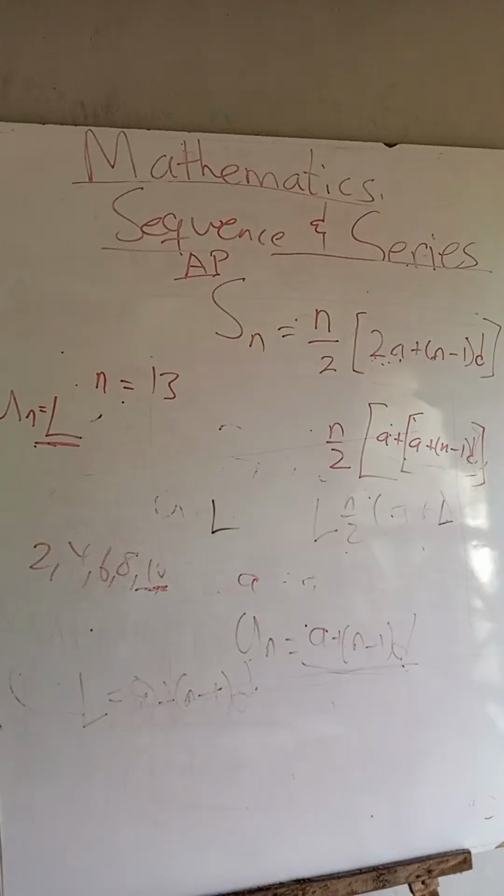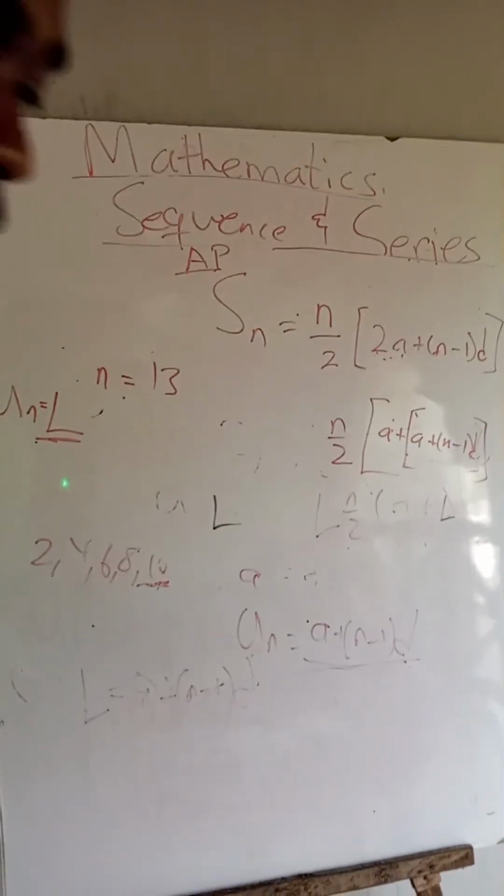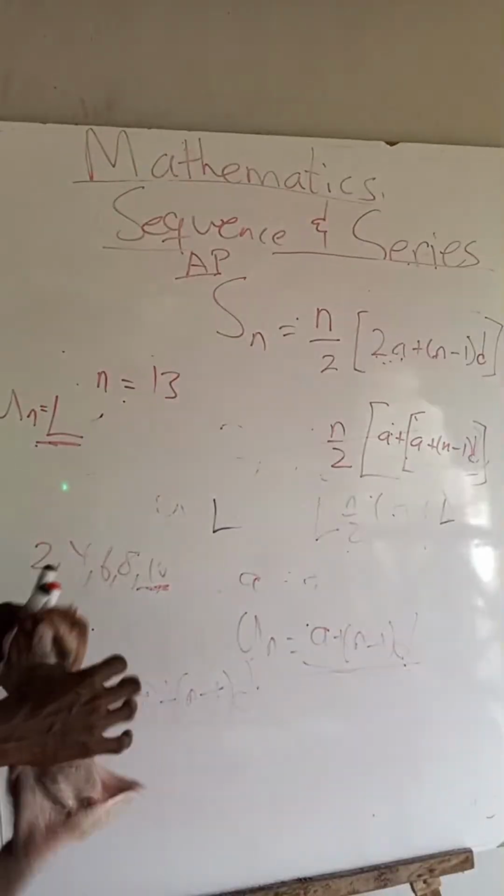Okay, so when they ask you to find the number of the terms in a certain sequence, you have to use the last one. In other words, you are looking for n. You are looking for n in this case.